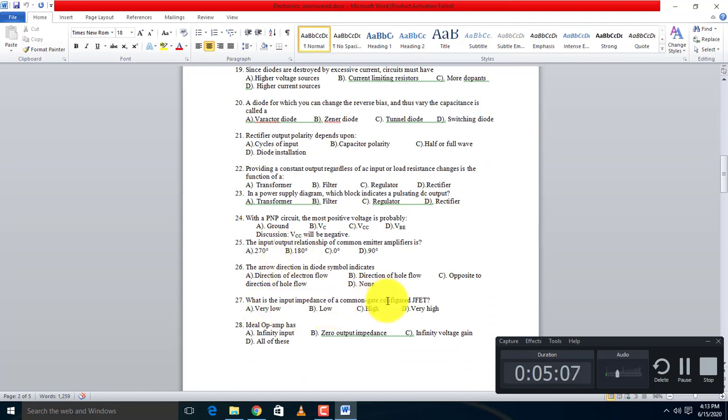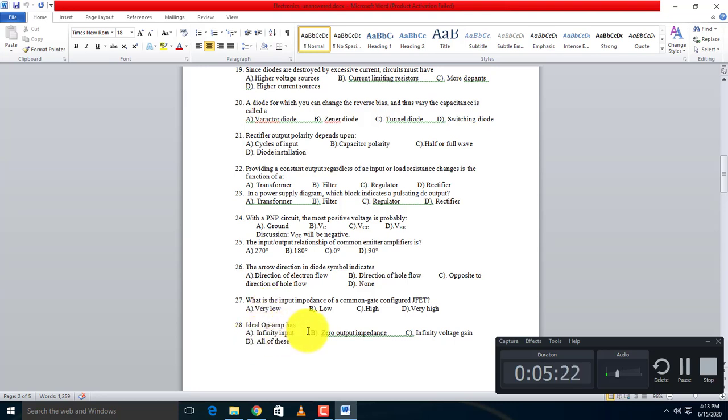Input impedance of a common gate configured JFET. Common gate is similar to common base in the case of BJT, so the input impedance is very low.